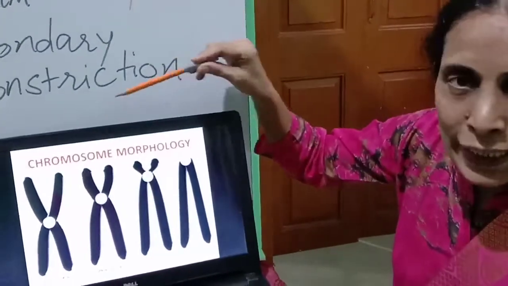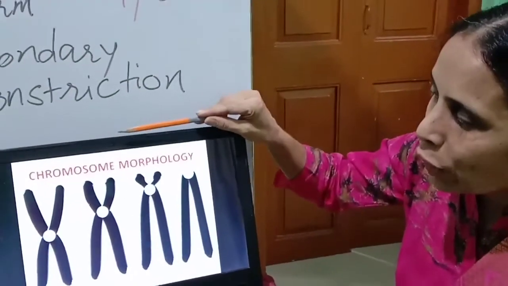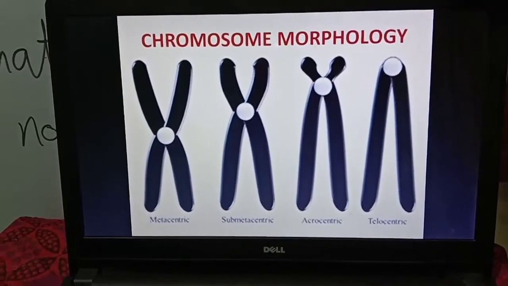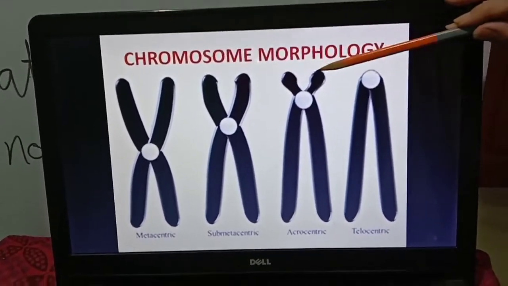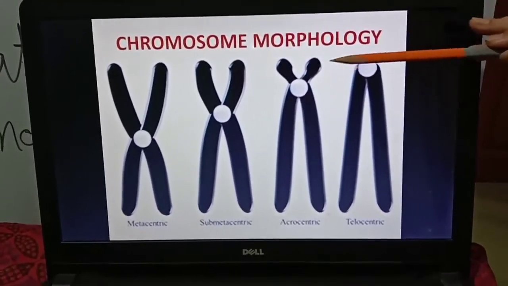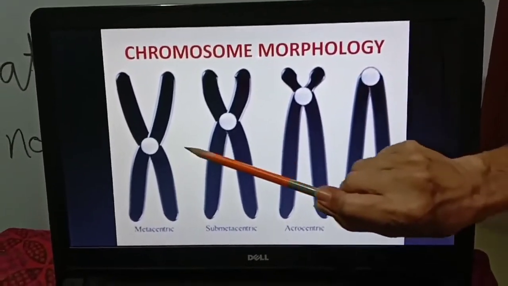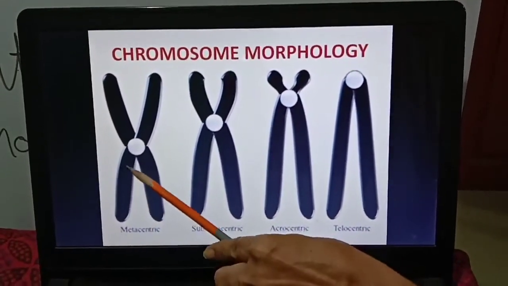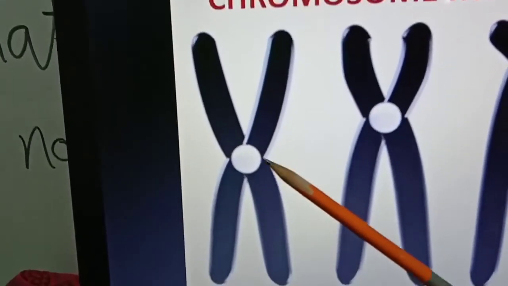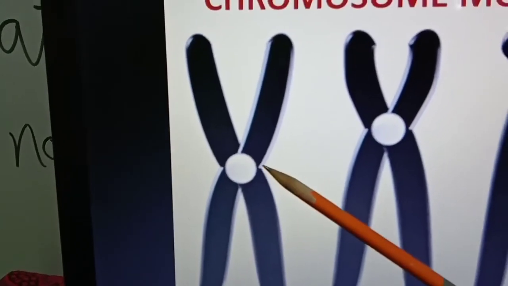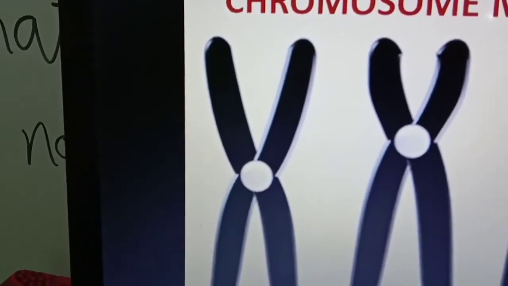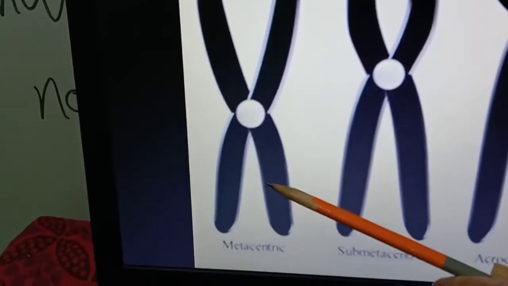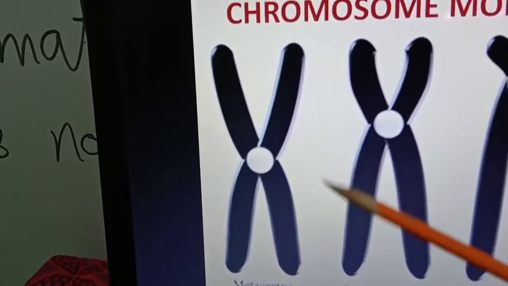Now we study the types. You can look at this picture taken from the Google image. The different chromosomes depending upon the position of their centromere. The centromere here is shown in white. So when it is exactly at the center, you call it metacentric. Both the P and the Q arm are equal in size.